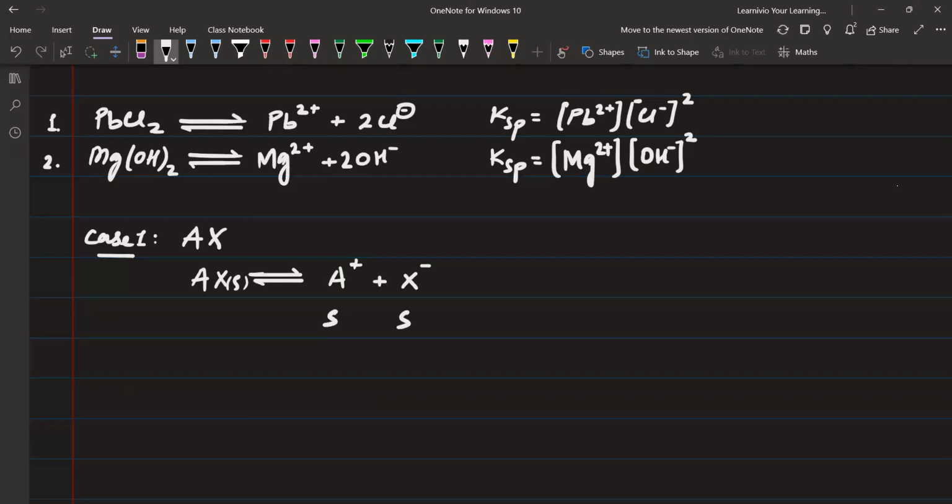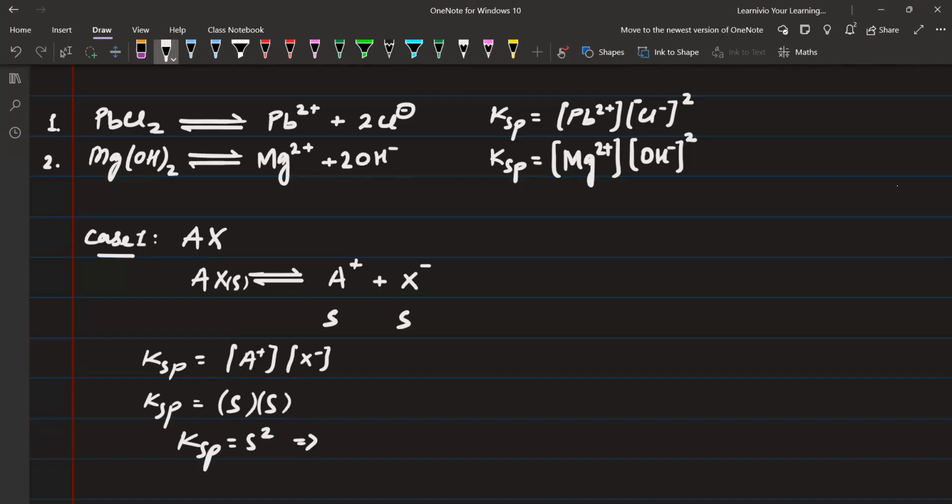Yes, sir. Now we know that the KSP is equal to the concentration of A positive times the concentration of X negative. Now the concentration of A positive is S, the concentration of X negative is also S. So I can write the KSP is equal to S square, and I can also say the solubility will be equal to under root of KSP. Does this make sense? Yes or no? Please tell me. The mathematics here, does this make sense, guys? Yes or no? Yes, sir.